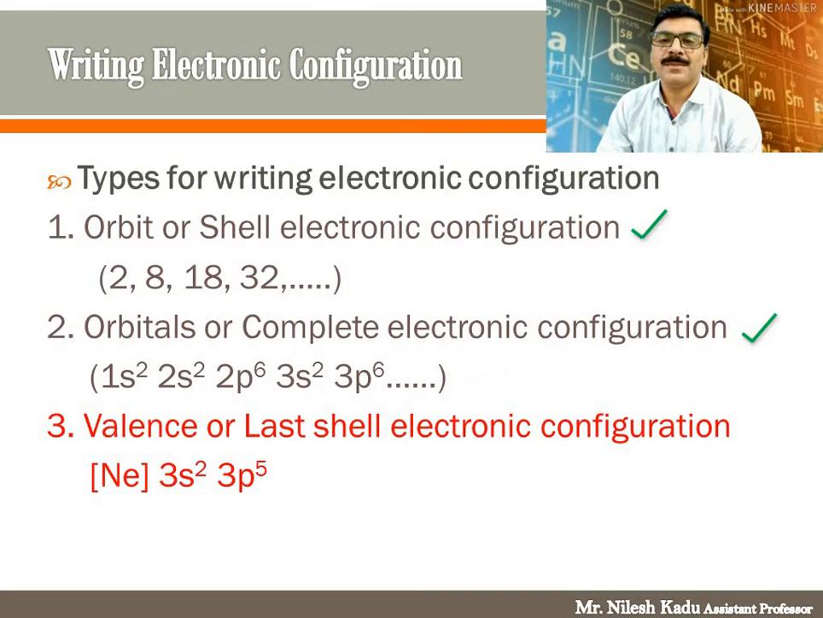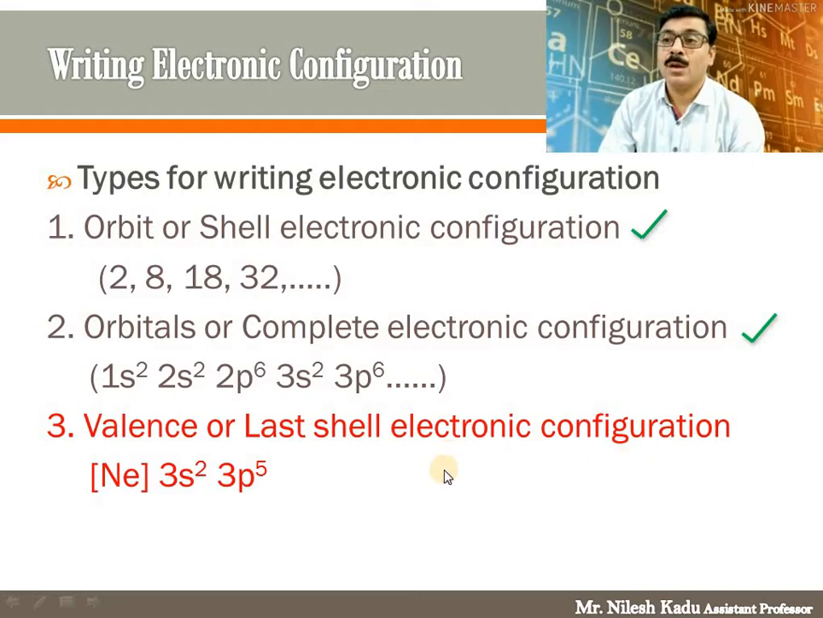In the last two video lectures we have completed the two types of writing electronic configuration. First we have completed shell electronic configuration, and secondly we have completed the orbital or complete electronic configuration of elements. Now in today's video lecture we are going to discuss the valence shell or last shell or outermost shell electronic configuration.